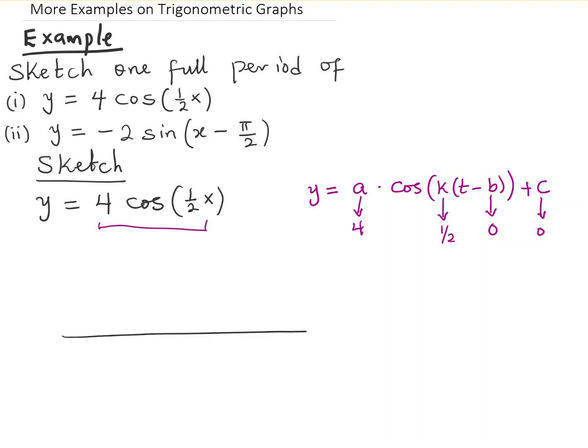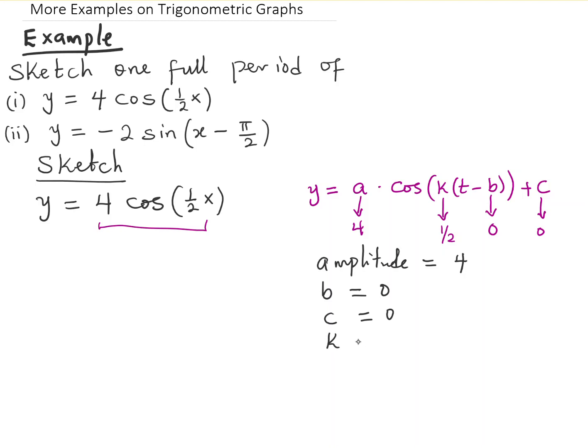Before that, let me write out the amplitude. The amplitude is 4. B is 0, right? C is 0, as we have it there, then k is half. So with this, we can find the period. We can compute the period.